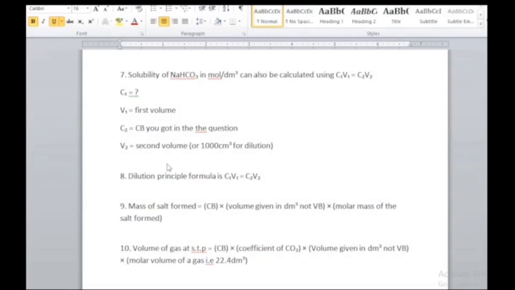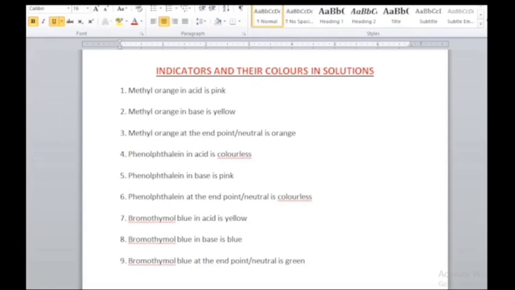Now, here are some indicators and their colors in solution. We have some indicators that are used in titration, and oftentimes this could come in your question 3 in the practical examination. You could be asked to discuss or to talk about some indicators and their colors in different solutions.